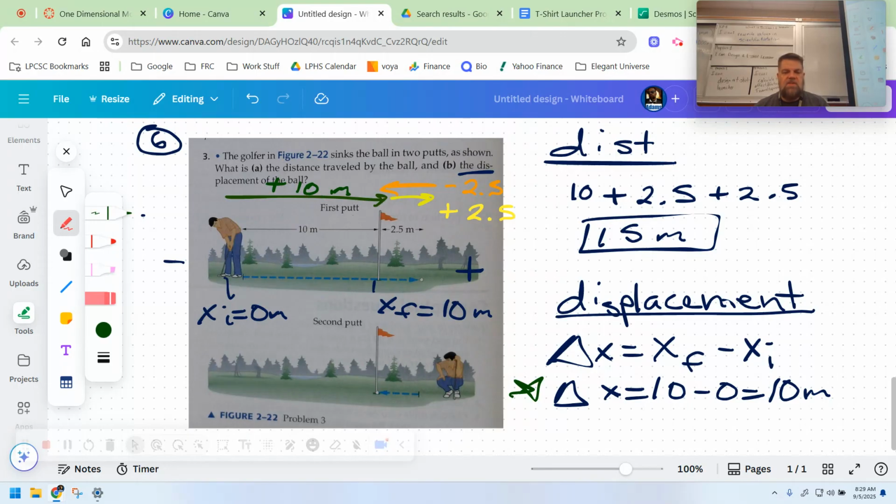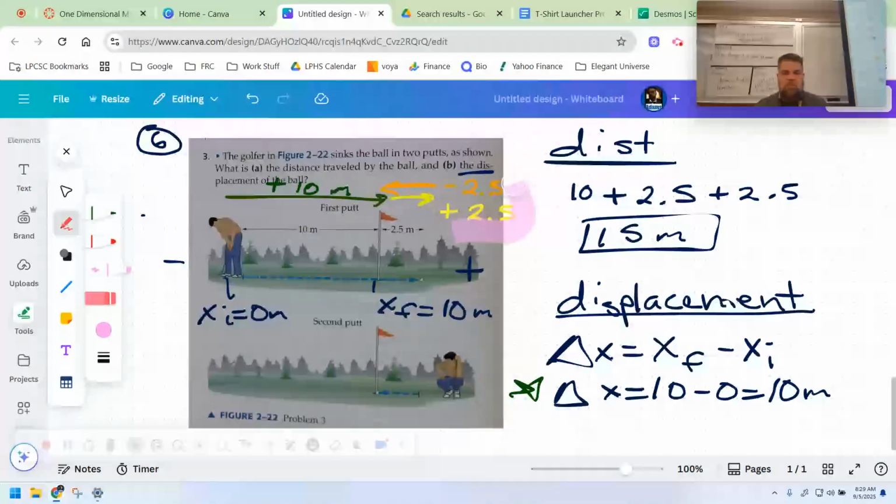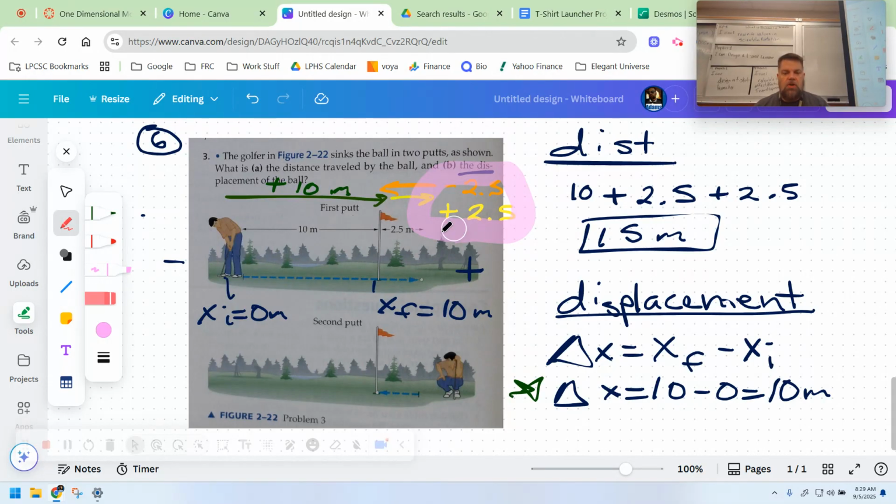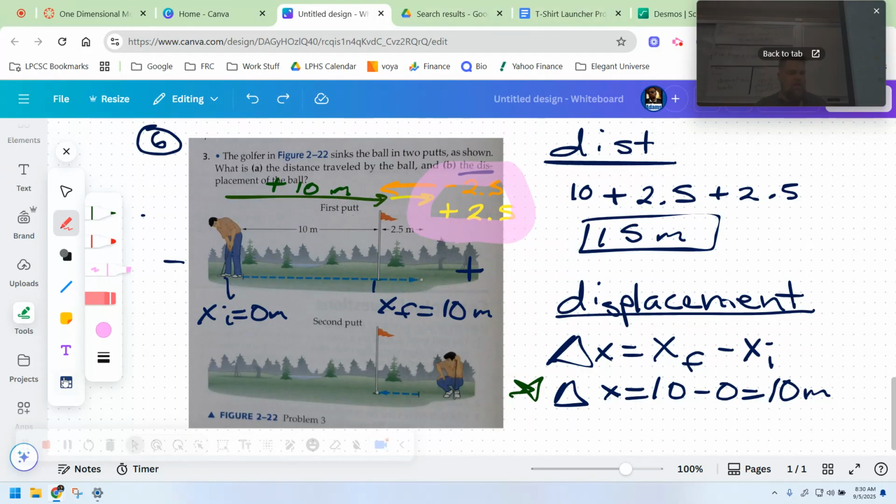And that's why in physics we don't really care. We're going to kind of ignore this stuff right here. We're not too concerned about this. Okay? But you could, if you wanted to, add up all these vectors, right? So it'd be 10 plus 2.5 minus 2.5, and it would still be 10. So I could see where, I'm glad that you guys are thinking about the negative stuff.